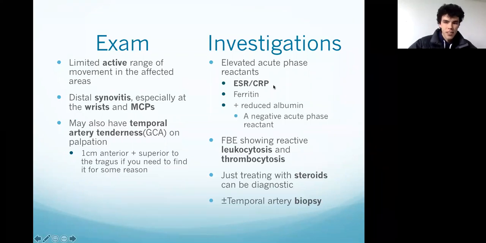On investigations, the main thing to take out of it is that they'll have high ESR or CRP. You can check these other things as well. So ferritin will go up or albumin will go down with inflammation, which is why it's a negative acute phase reactant. The FBE will show high white cell count and high platelet count. You can treat them pretty much just with steroids, and the fact that steroids work so well is often used to actually diagnose it. And if you think they have a temporal artery problem, you should be getting them a biopsy too.